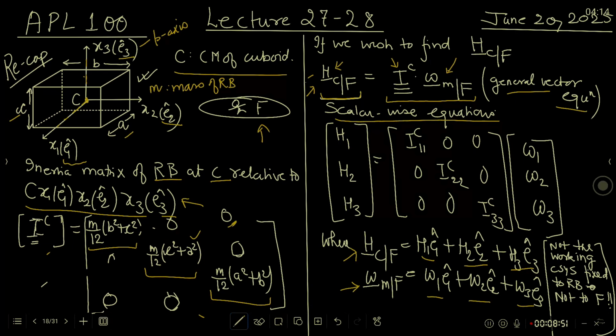And now that I have found that IC is the diagonal matrix for this cuboid, I am going to put that information here and I should be able to get H1 in terms of IC11 and omega 1, H2 in terms of IC22 and omega 2, and H3 in terms of IC33 and omega 3.